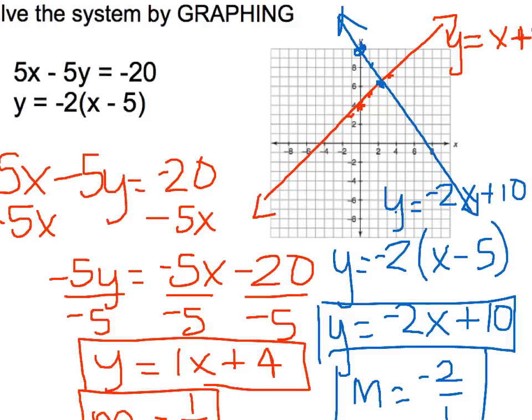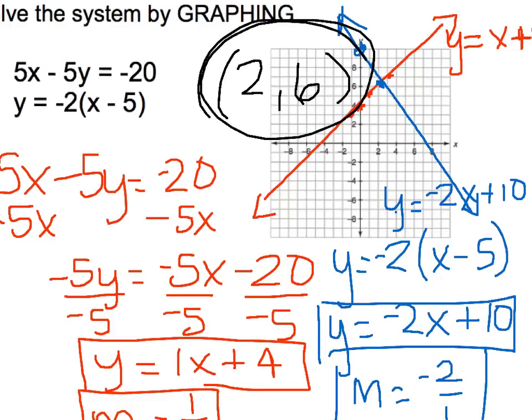Now, you should remember from yesterday that I do not have my answer yet. I've got a great graph, I see an intersection point, but I need to write down my solution. My solution appears to be (2, 6). So this is my final answer. Without that, I don't have a solution, so I need to make sure that I include that.